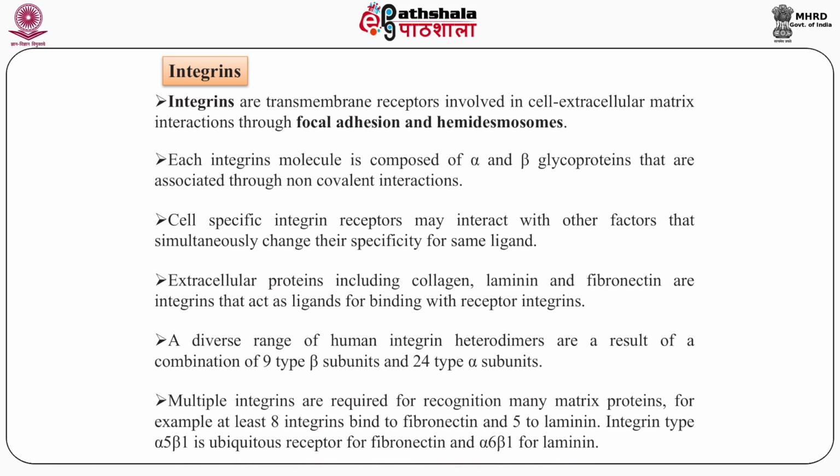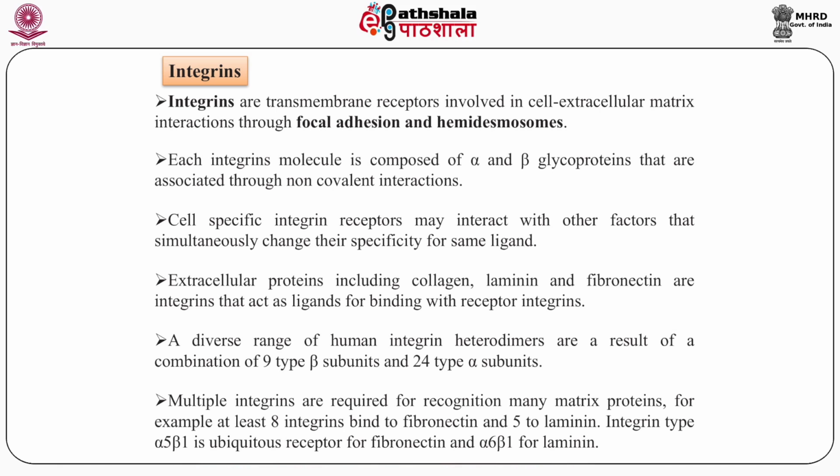Each integrin molecule is composed of two main glycoprotein parts, an alpha subunit and a beta subunit, that are associated through non-covalent interactions. Variation in the alpha and beta subunits accounts for the wide variety of integrins observed throughout the animal kingdom. For example, a diverse range of human integrin heterodimers are found as a result of combinations of 9 beta subunits and 24 alpha subunits.